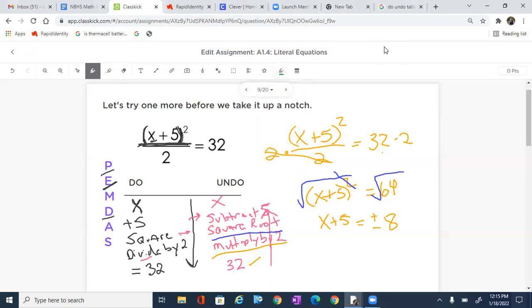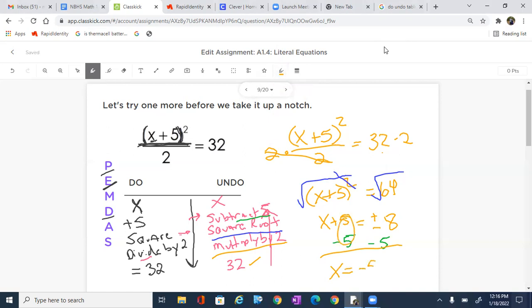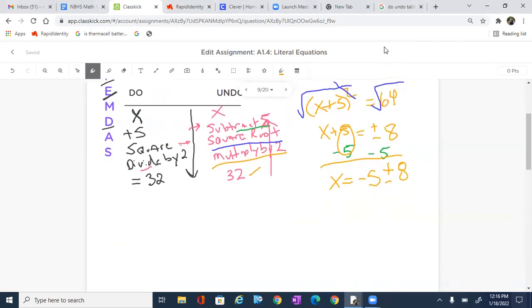Then the next step after that is to subtract 5. So let's go ahead and subtract 5. Okay, and when we write this out, we're going to write x equals, 5 minus 5 cancels, and we get negative 5 plus or minus 8. Now, the tricky thing about this statement is that because it's a square root, there are two statements here. There is the negative 5 plus 8, and there's the negative 5 minus 8. So there's the over the top answer, and there's the one that comes from going underneath the bottom.